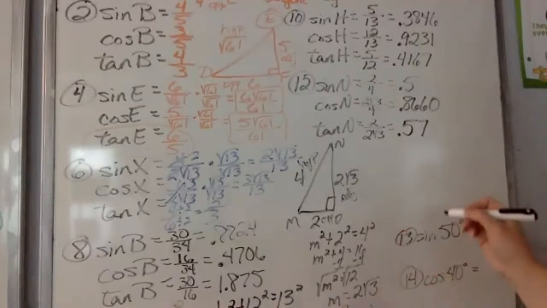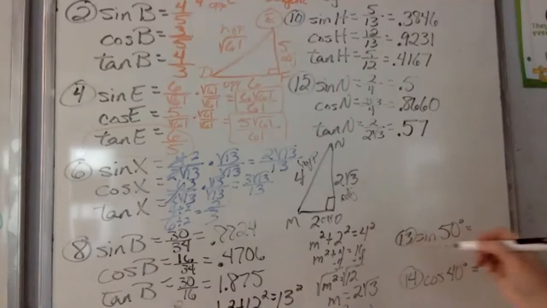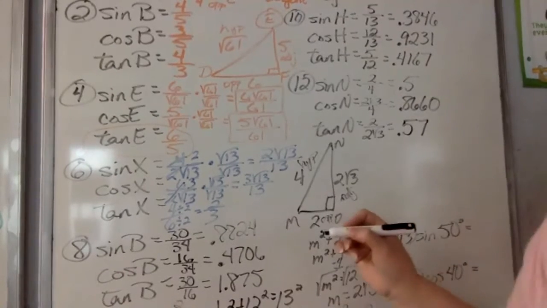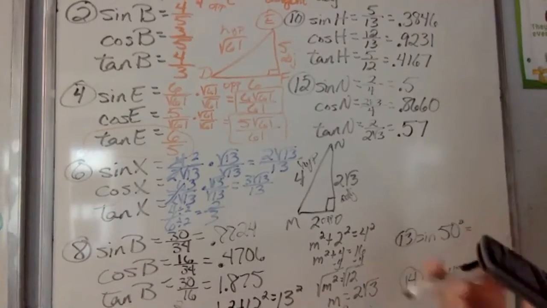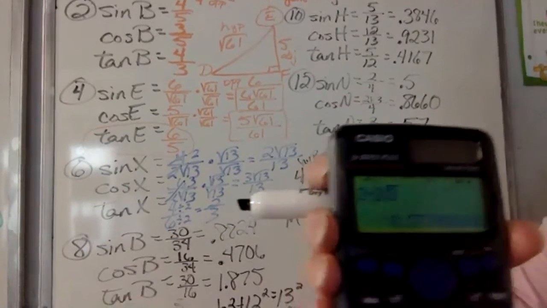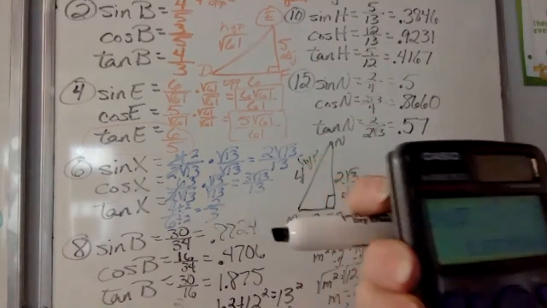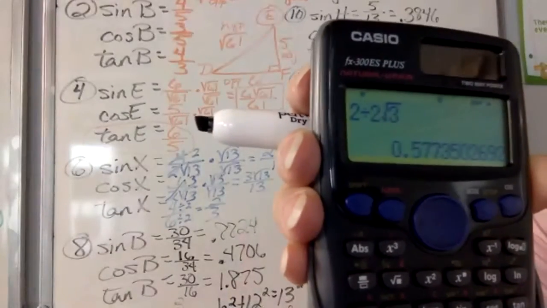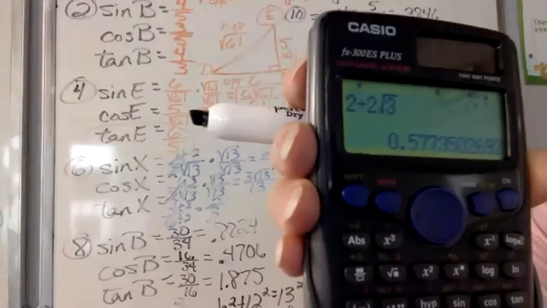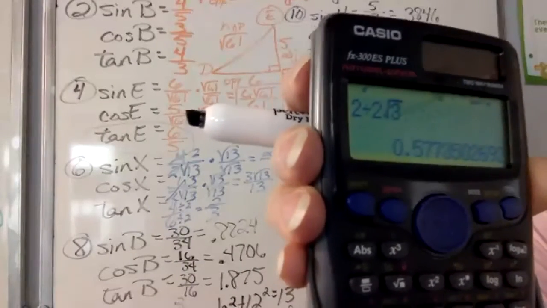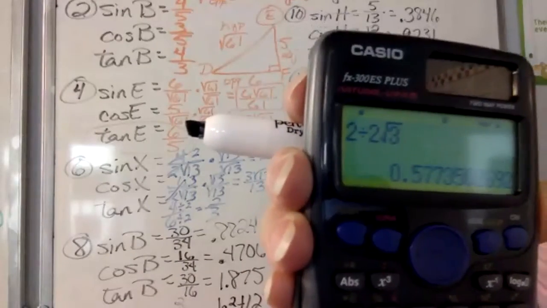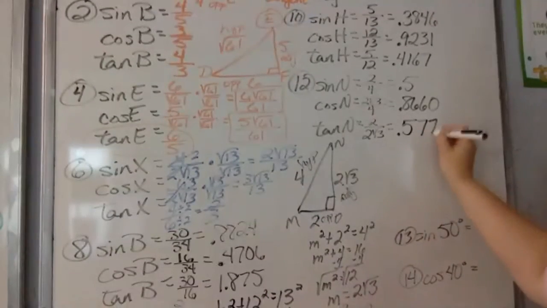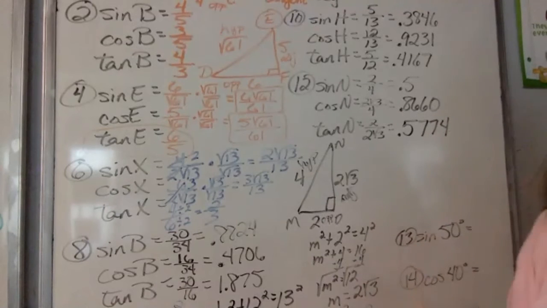Anybody dividing it? Well, I don't know what I got. Is it going to round up? Look at the screen. Oh, yeah. The 5 is going to make the 3 go up, so it's going to be 0.5774.